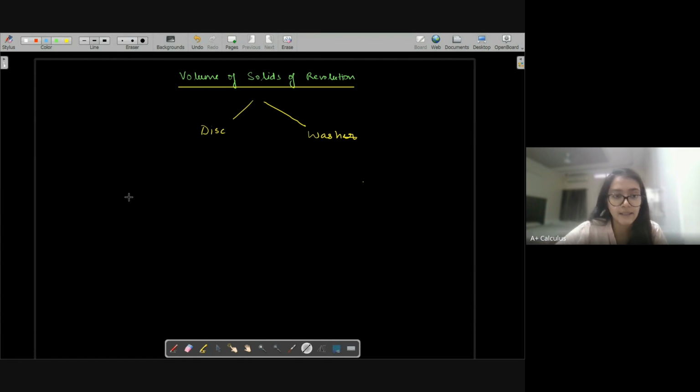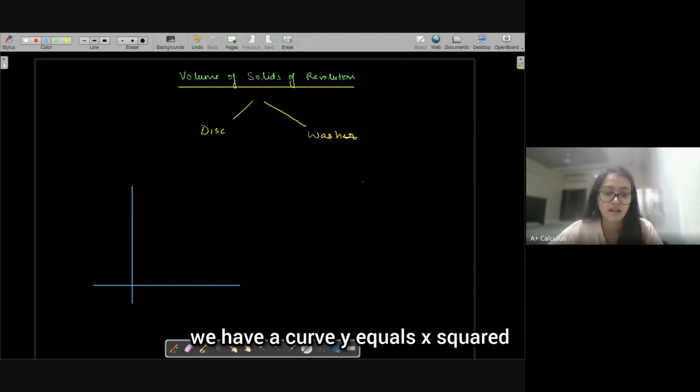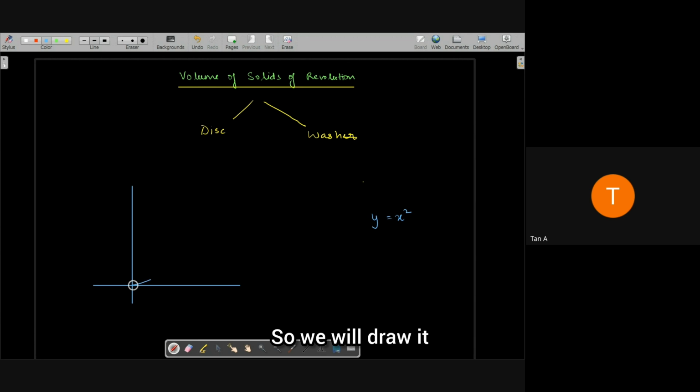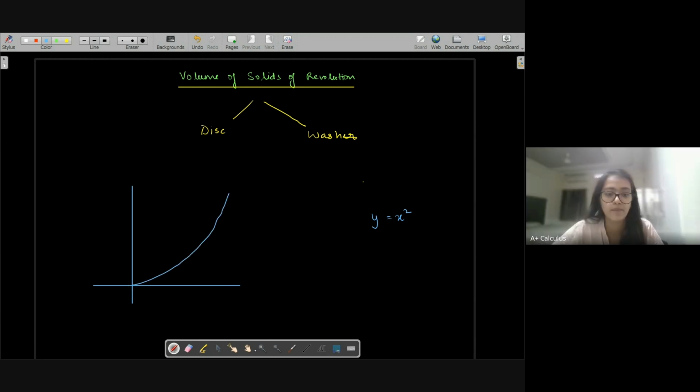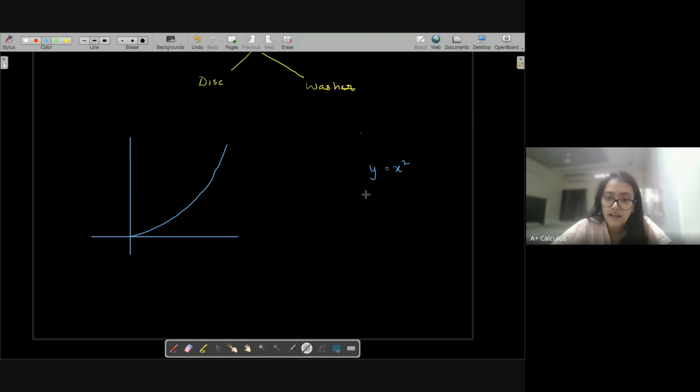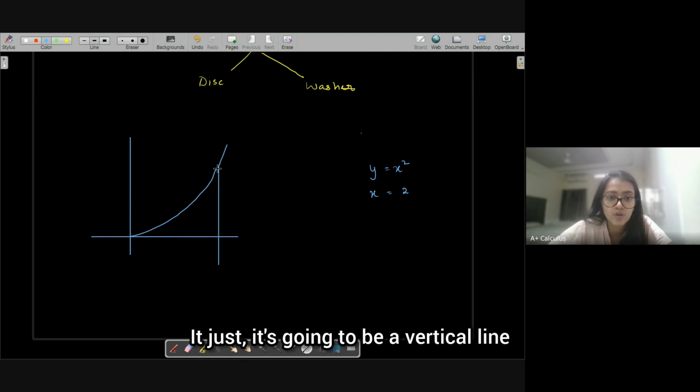So let's say we have a curve y equals x squared. So we will draw it, okay? And it is bounded by the vertical line x equals 2. So draw this line. It's going to be a vertical line.